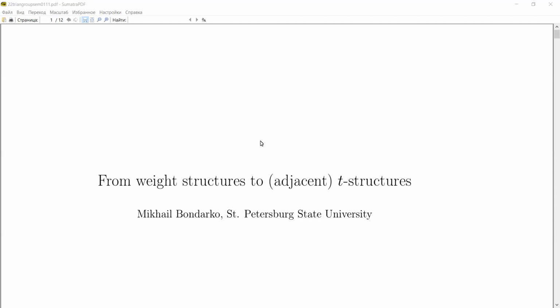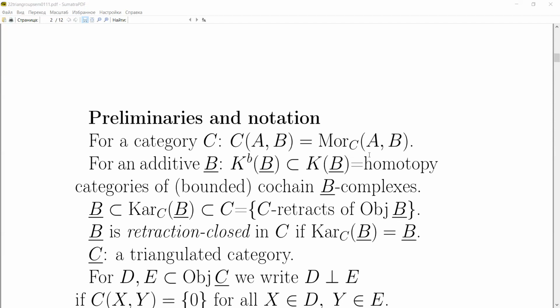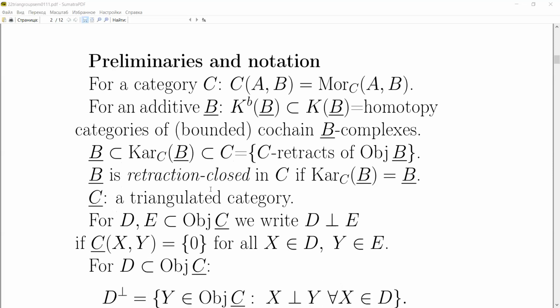So we'll start from some basic notation and definitions. Here is my notation for the set of morphisms. Actually, all my categories are additive. So I use cohomological complexes. If B is a subcategory of some C, then I consider its retraction closure in C, so all the retracts of objects of B inside C. And I say it is retraction closed if it coincides with its retraction closure.